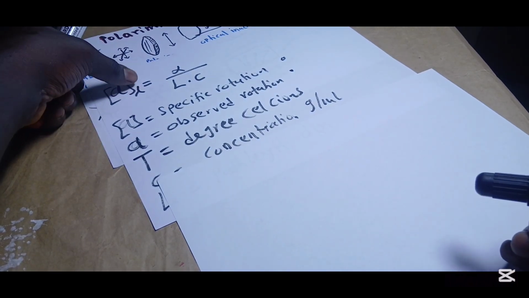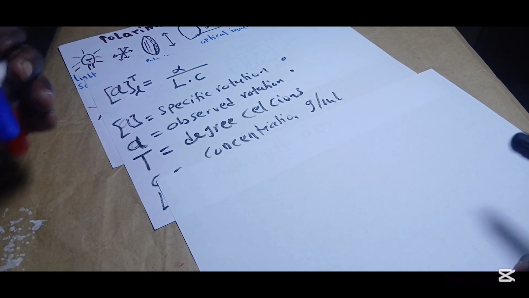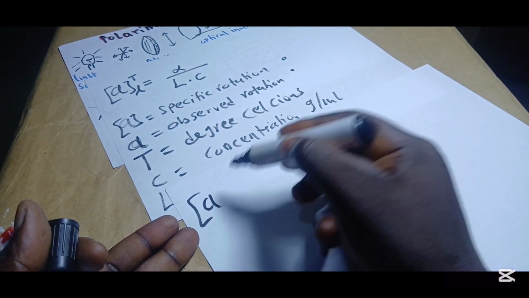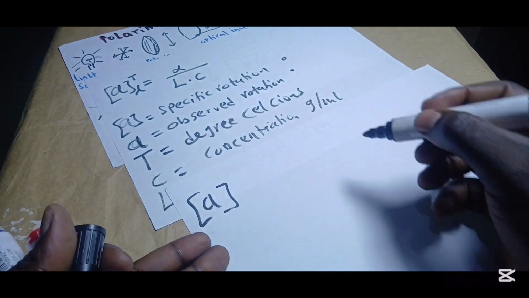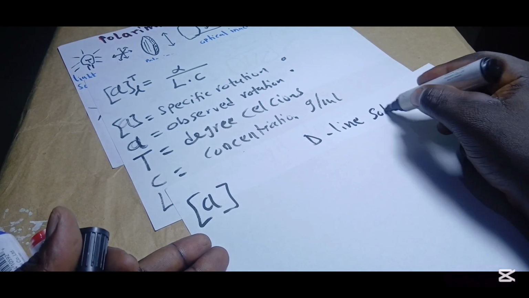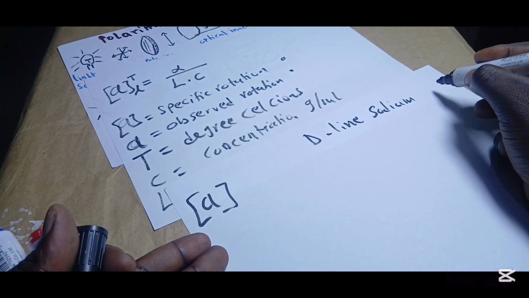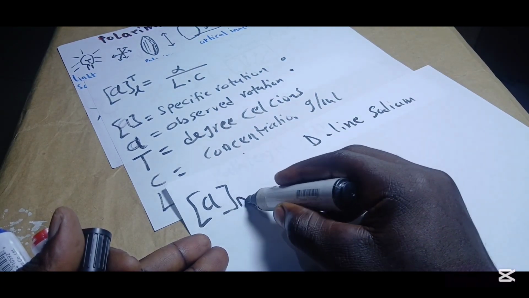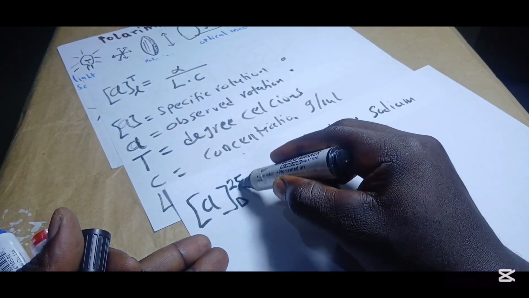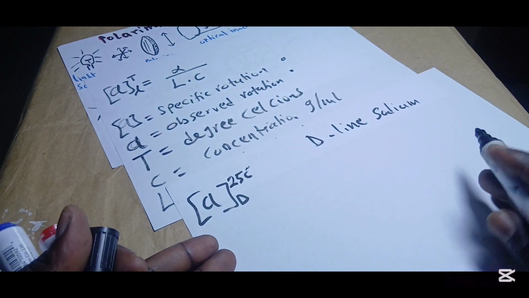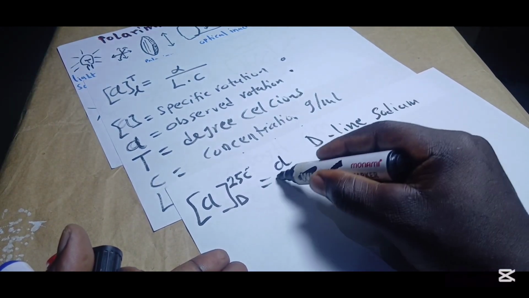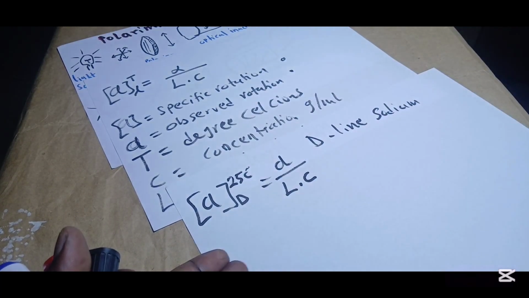Lambda is the wavelength of the light source that we are using. Generally, we use the sodium D line as our light source. So this lambda can be represented by D, and we use that light source at 25 degrees Celsius. That is our temperature. So this formula can just be written in simple form as the observed rotation over path length multiplied by concentration.